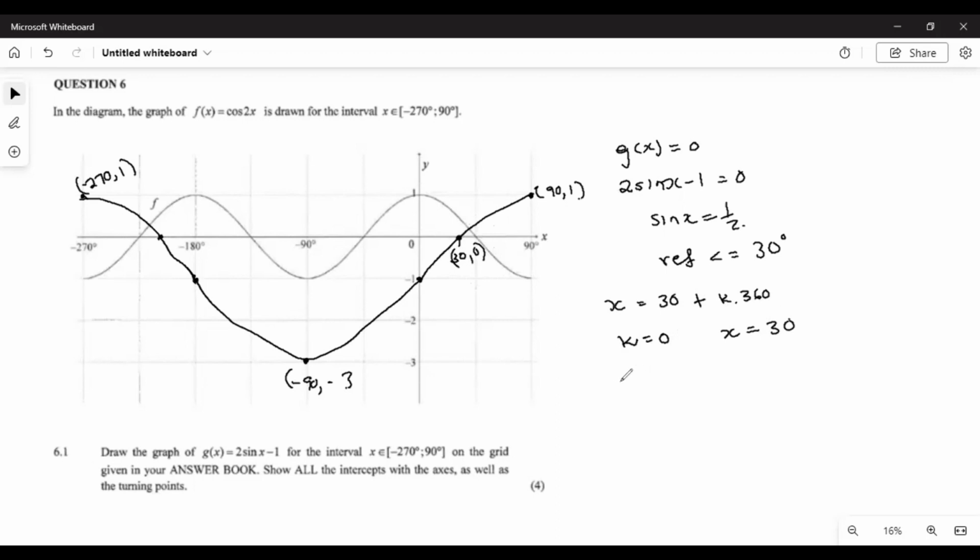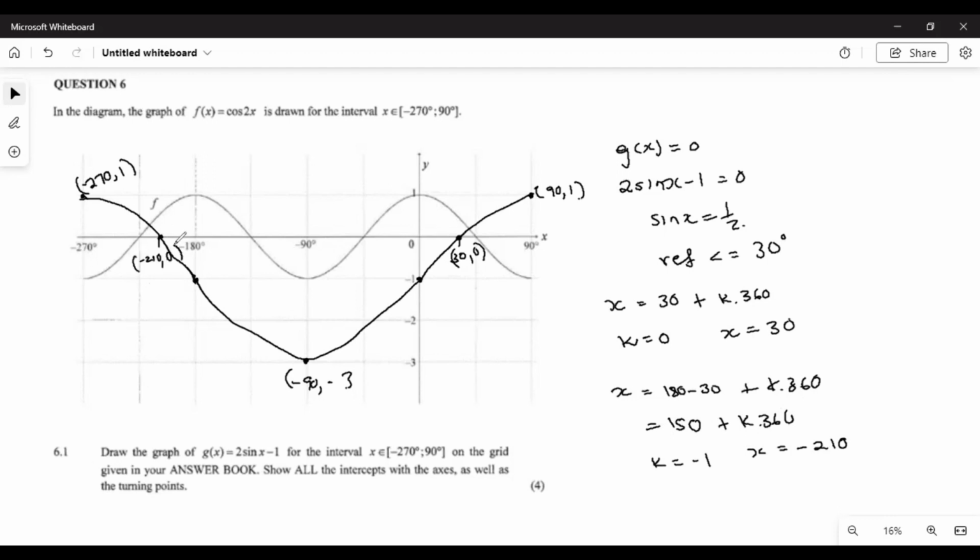It's also positive in the second quadrant, and that's going to give us x = 180 - 30 + k·360, and that's going to give us 150 + k·360. And if our k is equal to -1, our x will be equal to -210, which is that point over there.